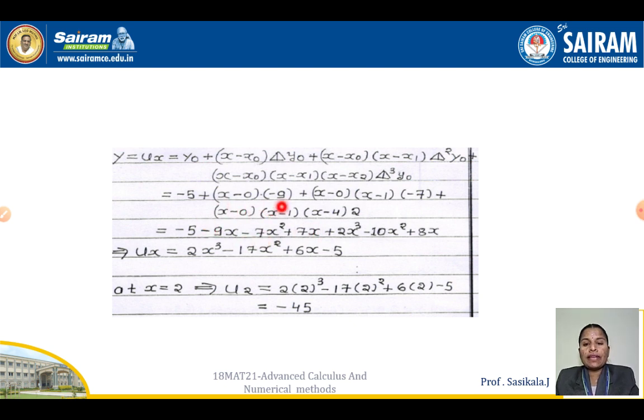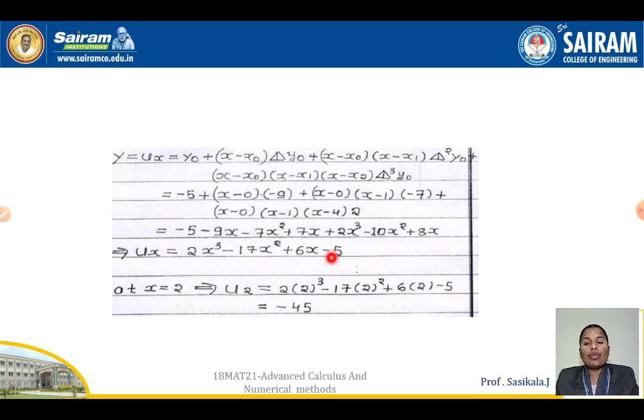It will become minus 9x, and you can multiply. This will become minus 7x square, then plus 7x, and this term you will get plus 2x cube minus 10x square plus 8x. Okay, after simplifying, I can get a polynomial equation. What is that? 2x cube minus 17x square plus 6x minus 5.